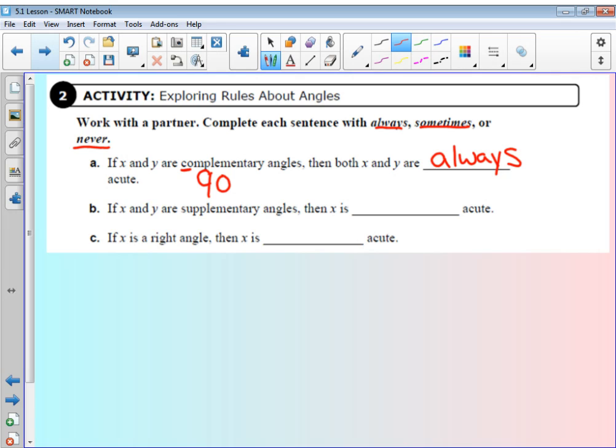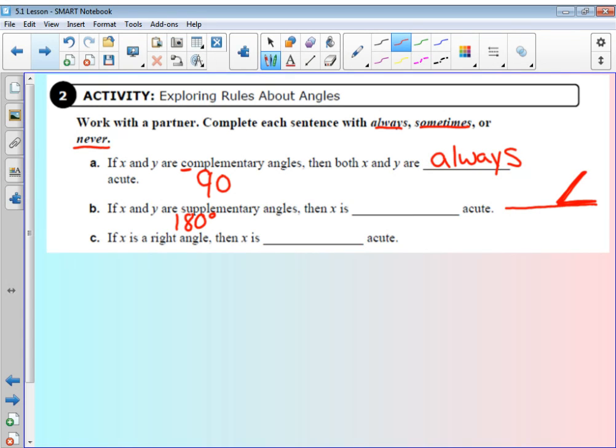Letter B, it says that X and Y are supplementary. So remember, supplementary starts with an S, and we can make an 8 out of that, so 180 degrees when they're added together. Then X is always acute, sometimes acute, or never acute. Well, if I were to take a supplementary angle, that's 180, that's like a straight line. And I split it anywhere. I'll split it here. Here's an acute angle right here.